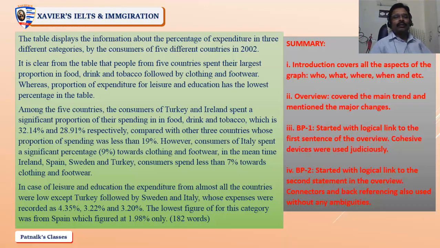So see, I have not used any big vocabs or any complex vocabs. I tried to use simple vocabs with direct meaning, very simple and to the point, and I tried to use them at their proper places just to communicate my ideas to the examiner or to the readers. So this is the way you have to plan your writing.